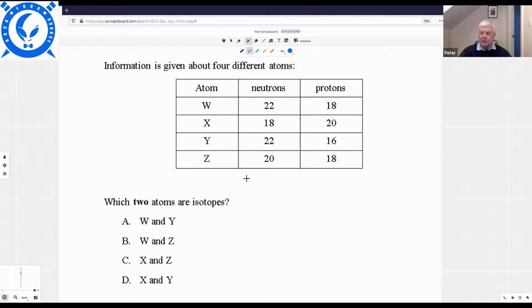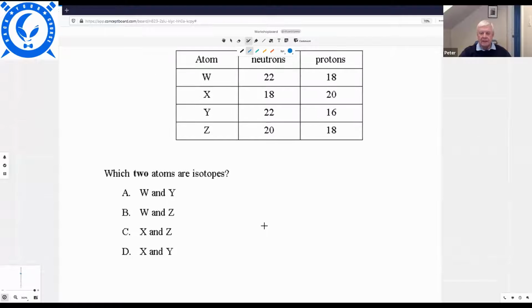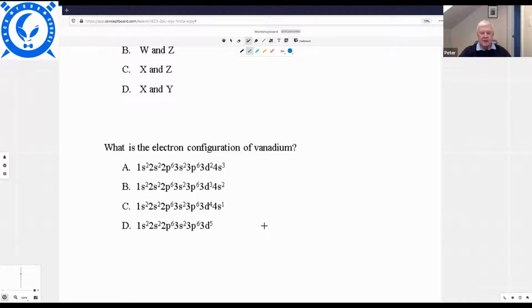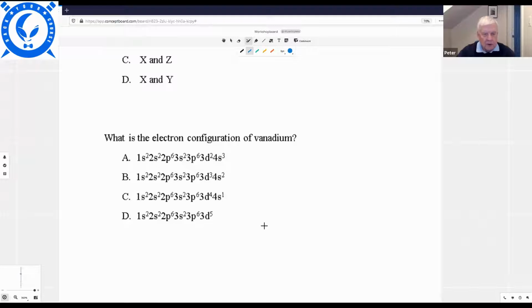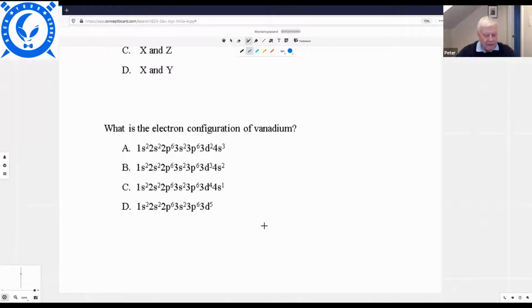Everybody got it right. Good work, team. Because, of course, you're looking for the ones that have the same number of protons, because isotopes simply differ in the number of neutrons. Remember, isotopes have the same chemical properties, but different physical properties. Very well done. All right, here's where you're going to need your periodic table. The electron configuration of vanadium.